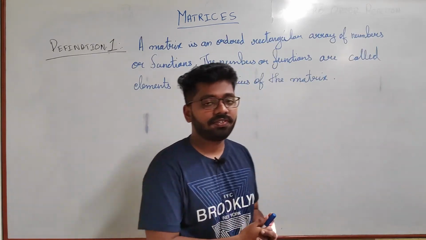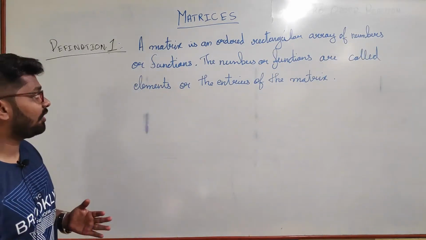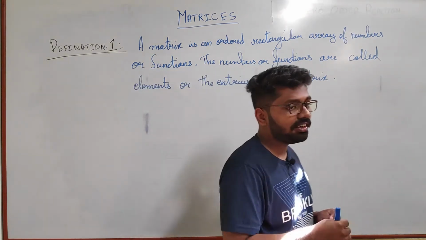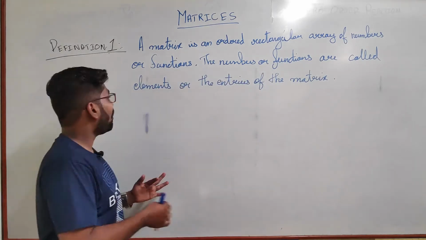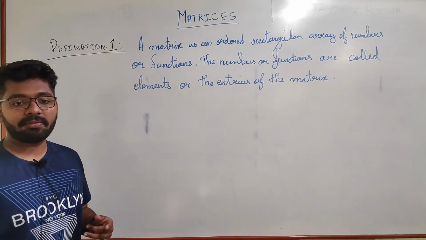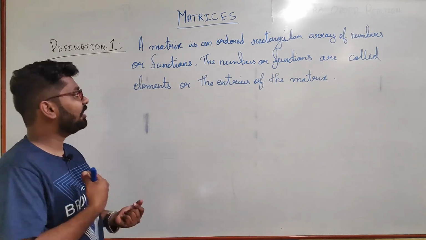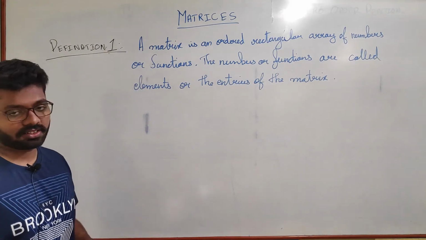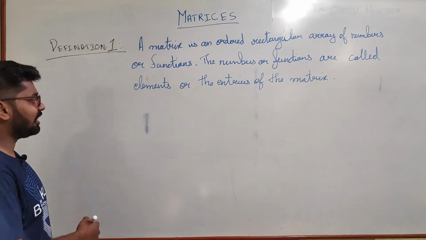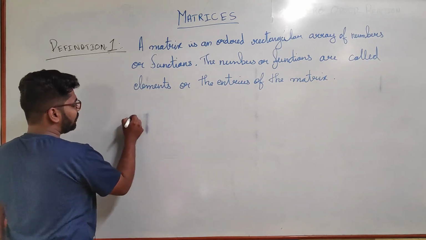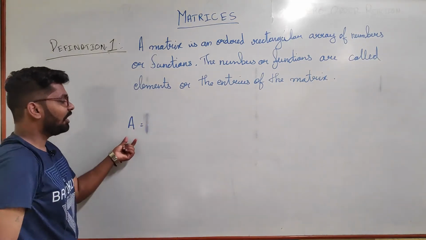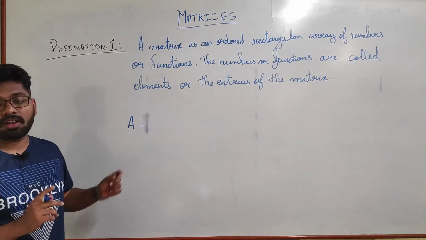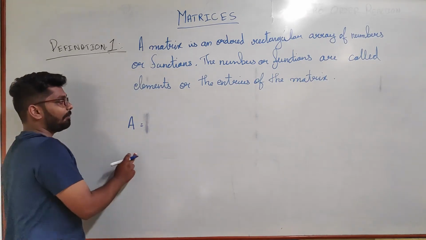So moving on further, we will see the definition of the matrix. What does the definition state? A matrix is an ordered rectangular array of numbers or functions. It may be numbers or functions. The numbers or functions are called the entries of the matrix. Let us see one example. And one more thing to remember here: matrices are always represented by capital alphabets only, not small alphabets.